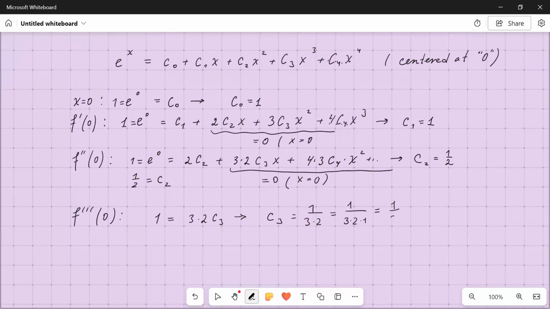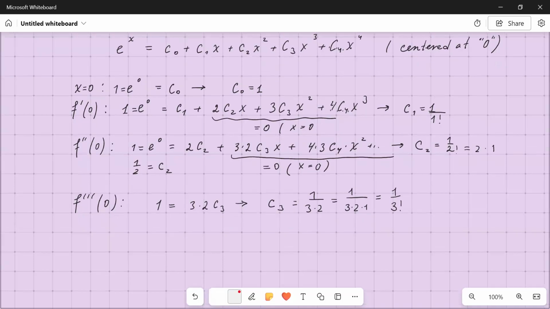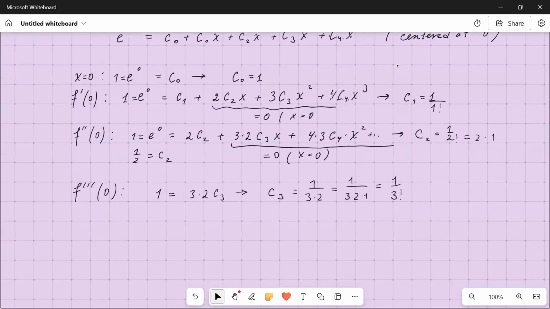And you probably are going to recognize 3 factorial, the product of all numbers from 3 to 1. And now I can write down here 2 factorial, because 2 factorial is actually 2 by 1, right? And this one I can write down as 1 factorial. Why am I doing this? Because I'm trying to get a general formula. How is the general formula going to look?